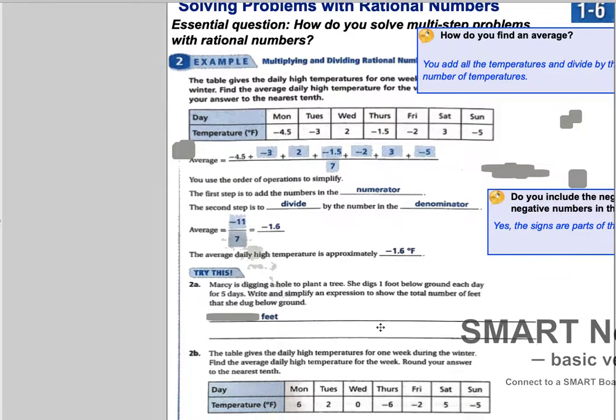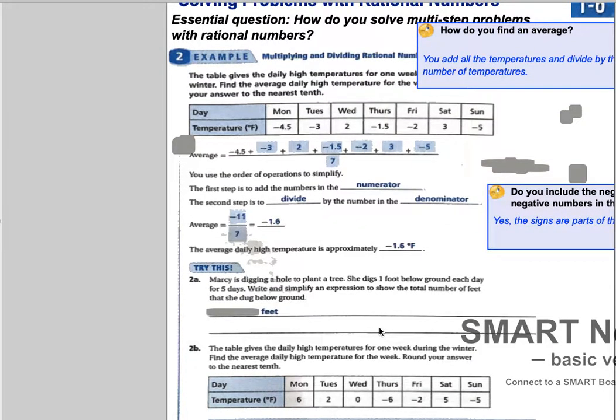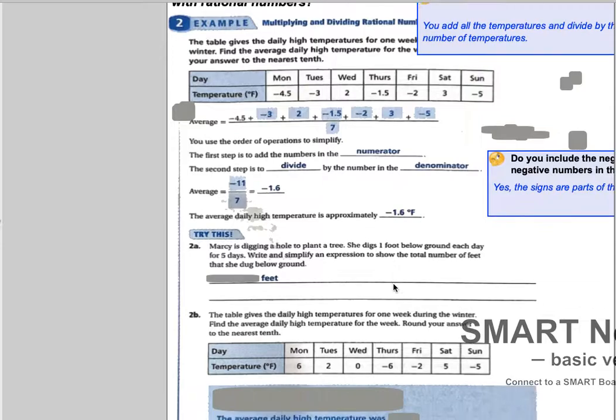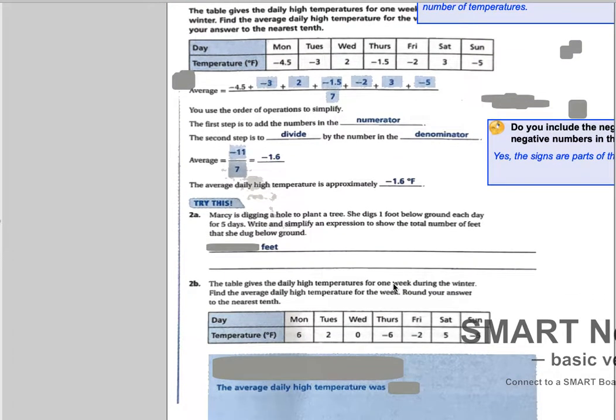So I'm going to have you try this on 2A. Try this. All right. Marcy is digging a hole to plant a tree. She digs 1 foot below ground each day for 5 days. Write and simplify an expression to show the total feet that she dug below ground. So try that. Push pause. I'm going to actually read 2B also, and so I want you to push pause as you need to.